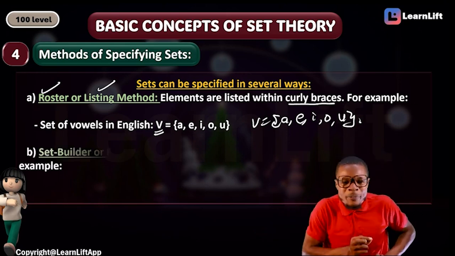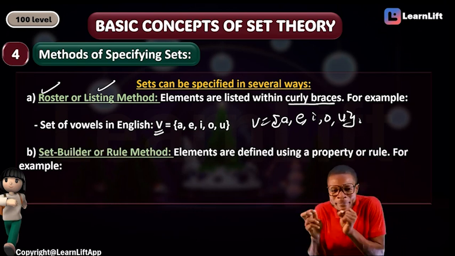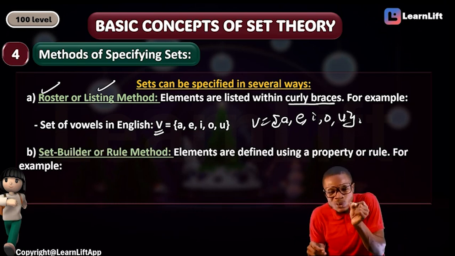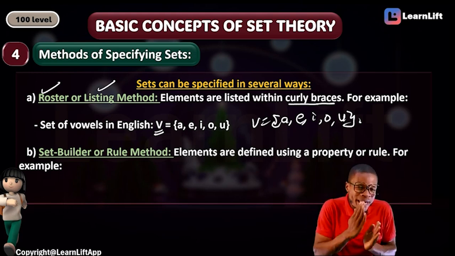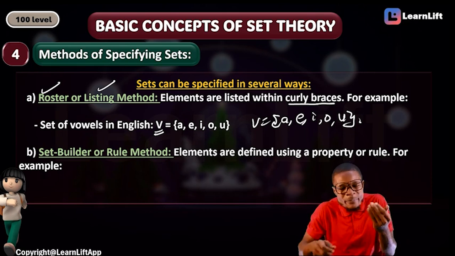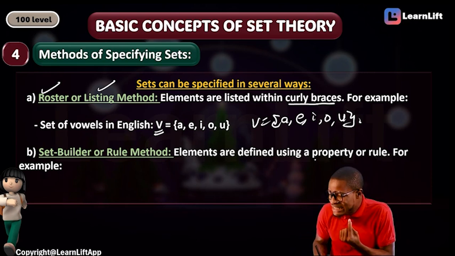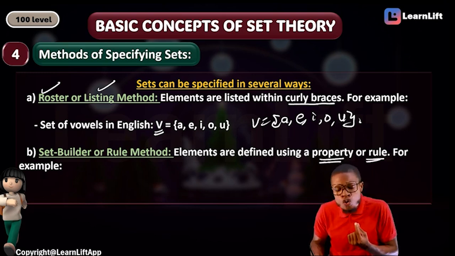The second way you represent a set is called your set builder notation or the rule method. What is it called? Set builder notation or the rule method. Now, in this method, what happens? Elements are defined using property. So in set builder notation, elements there are defined using property or rule.